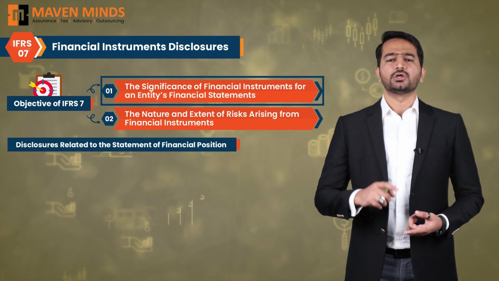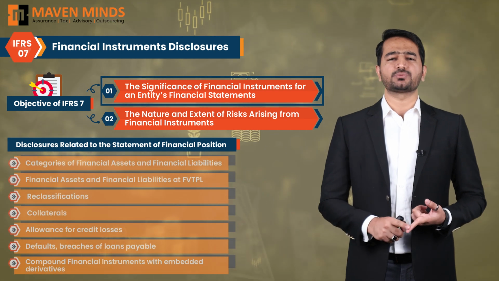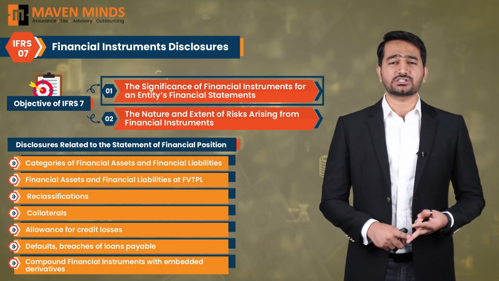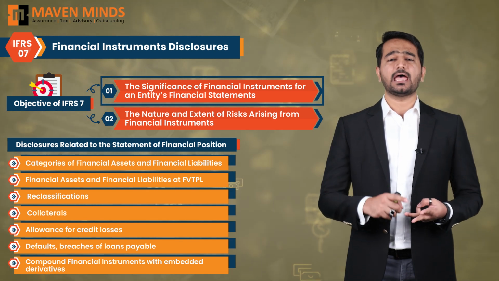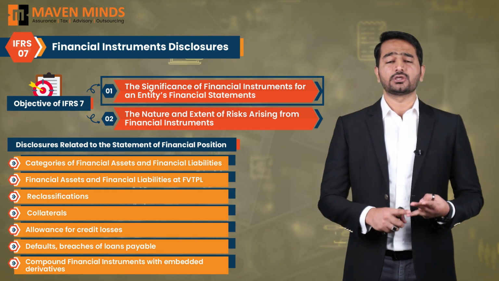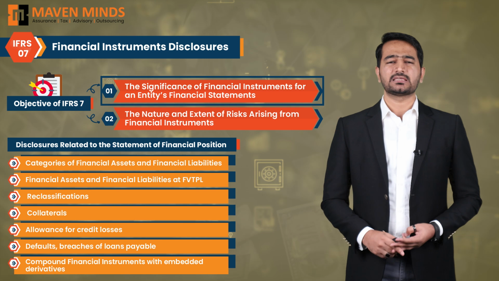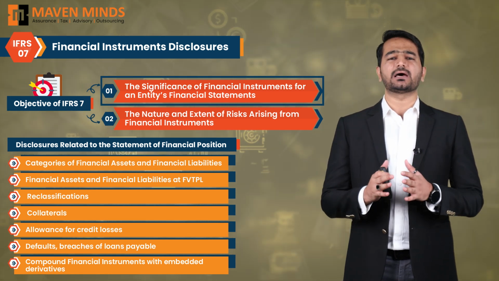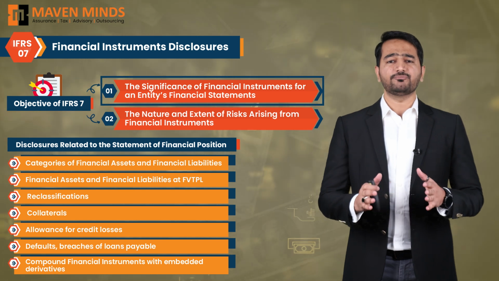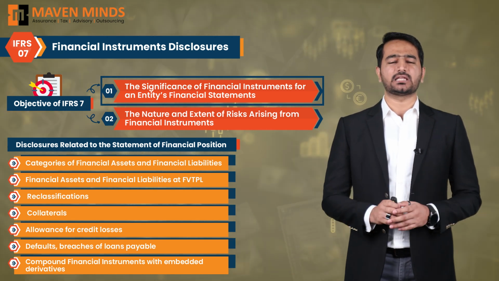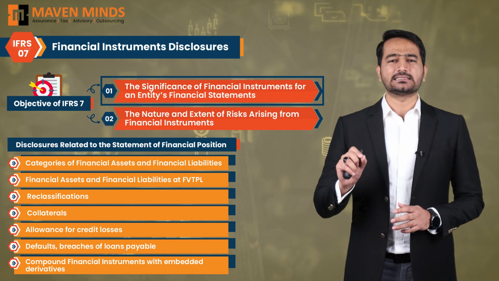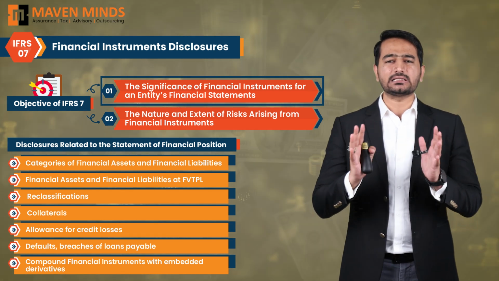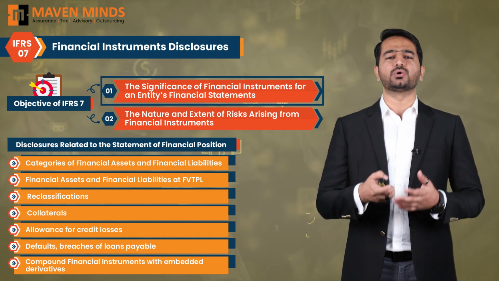For example, you need to show financial instruments measured at fair value through profit and loss, any reclassification of financial instrument, and any information about collaterals you have pledged or received. These are just a few of the many disclosures that relate to the balance sheet. And while we won't go into every detail right now, just remember that this section covers everything that gives users a clear picture of the financial instruments you hold.